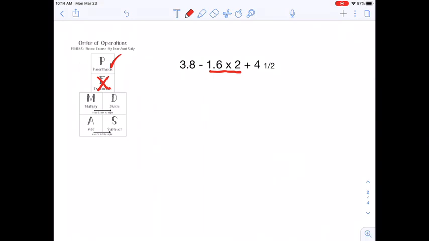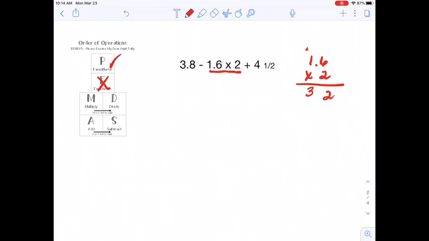But since I only have multiplication, I just need to solve this part of the problem. And then we're going to replace this operation with the answer. So I have 1 6/10 times 2. 6 times 2 is 12. 2 times 1 is 2, plus this one is 3. The answer is not 32. What's the important step that I have forgotten? I have to put the decimal in the right place.